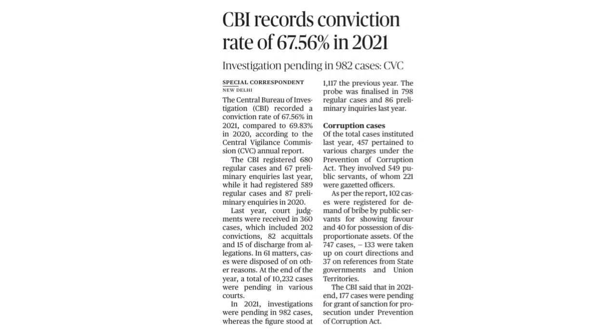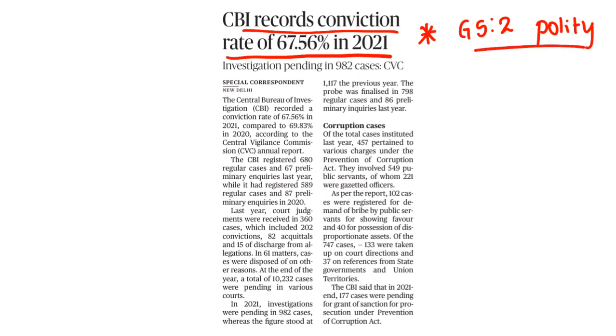Next, see, this is: CBI records a conviction rate of 67.56% in 2021. Clear? So this article is very important from the GS polity perspective, and this is important in both prelims and mains mode. Clear? So first of all, they have come with one body, that is the CBI. CBI means Central Bureau of Investigation. First of all, this body is not a constitutional body, and it is not statutory either.